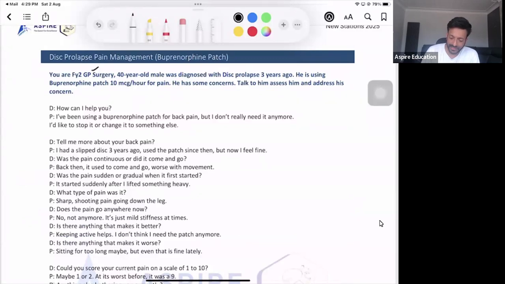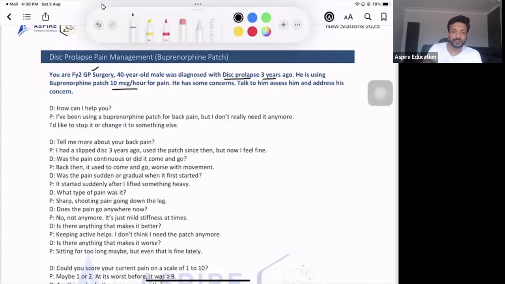The patient was diagnosed with disc prolapse, but that was a long time ago, 3 years ago. And the patient is using this patch, buprenorphine, that is 10 mcg an hour for the pain, and he has got some concern. Go and talk to him, assess him, and address his concern.